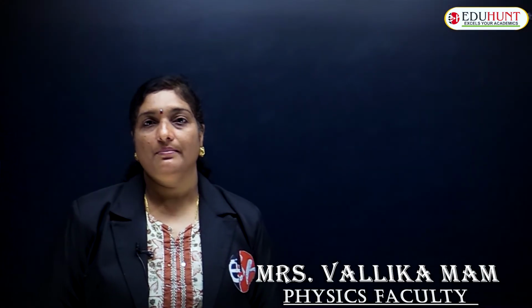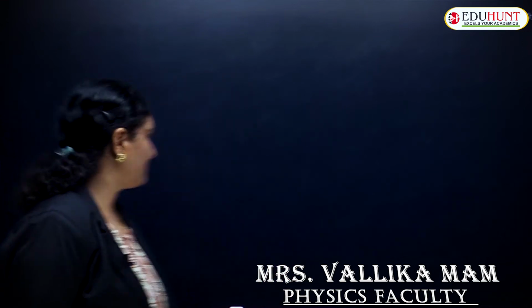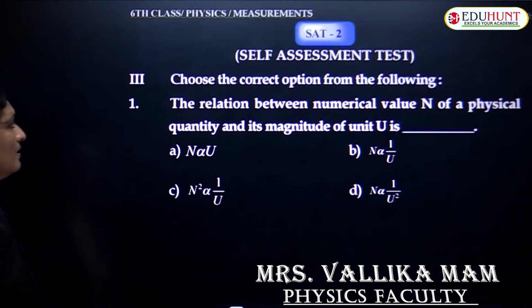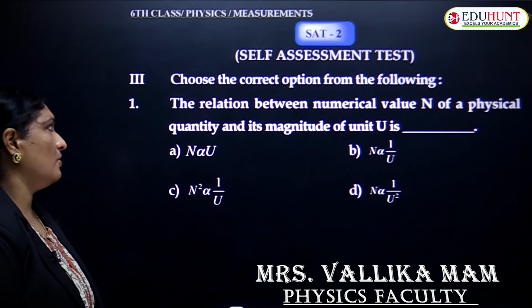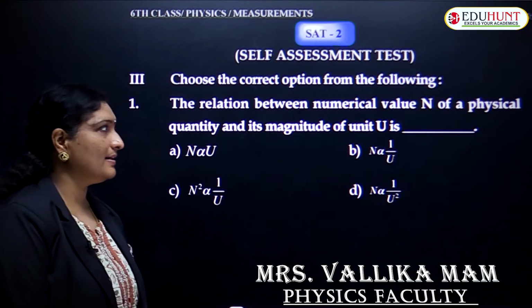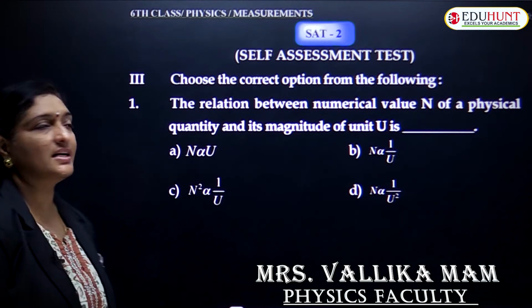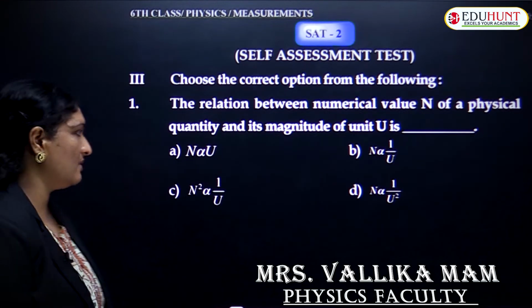So children, let us continue with SAT-02 questions from measurements. Here we go with the first numerical. Choose the correct option from the following. The relation between numerical value n of a physical quantity and its magnitude of unit u is given by.